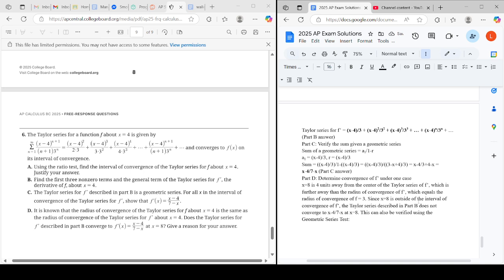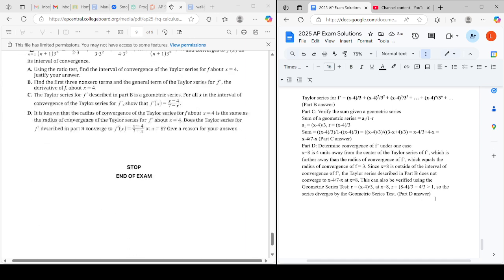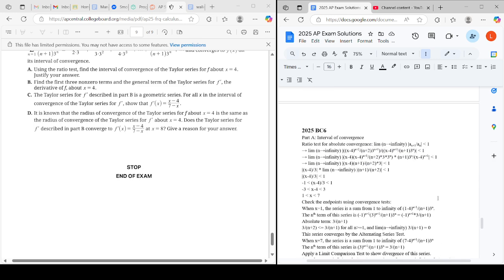Since our r equals x minus 4 over 3, at x equals 8, r equals 8 minus 4 over 3 equals 4 over 3, greater than 1. So the series diverges by the geometric series test. And this is our part D answer. You could do either of these, and I think either of them will get credit. And that's the end of the BC test.